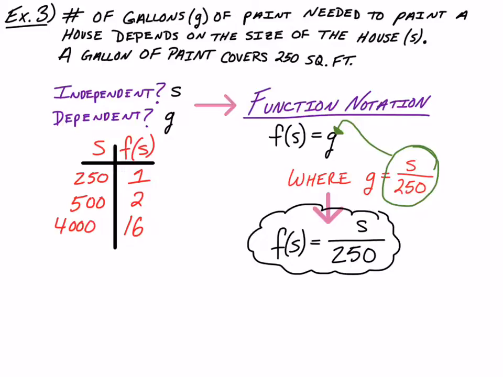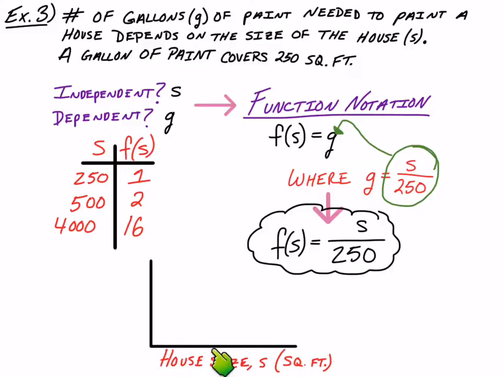And then let's graph some axes. We're not going to graph those points or try to represent those points exactly. We're going to do a really rough sketch. If you label the axes here, what goes on the horizontal axis? That's supposed to be the independent variable, so that should be house size, and that's in square feet. Then the dependent variable on the vertical axis, that's gallons of paint that we're going to need.